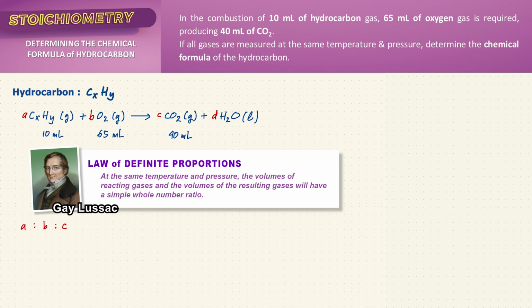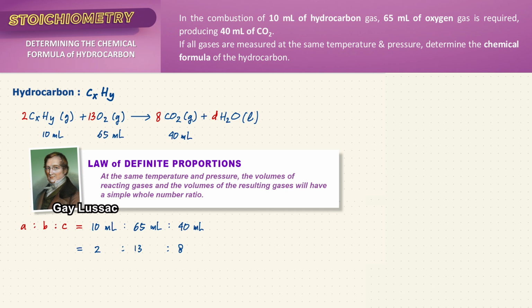The ratio of A, B, and C is equal to the ratio of 10, 65, and 40. We can simplify it, and it becomes the ratio of 2, 13, and 8. And then we substitute these values into the chemical equation. It becomes 2CxHy plus 13O2 yields 8CO2 plus DH2O. Here, we still need to analyze the value of D.